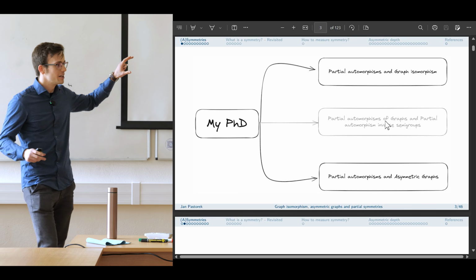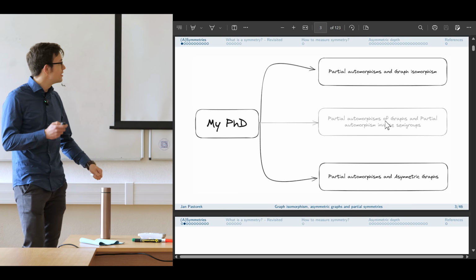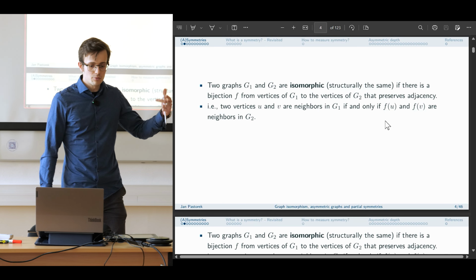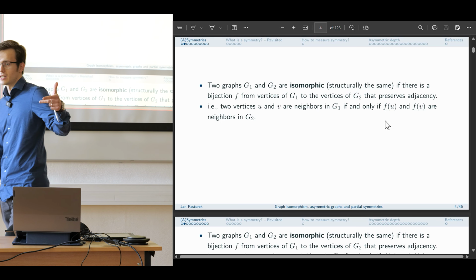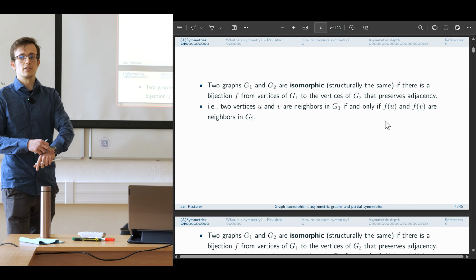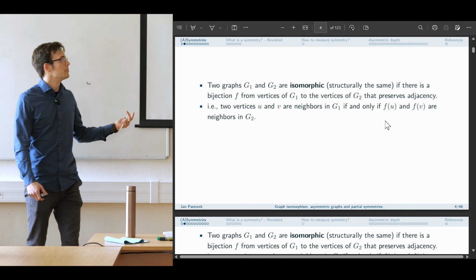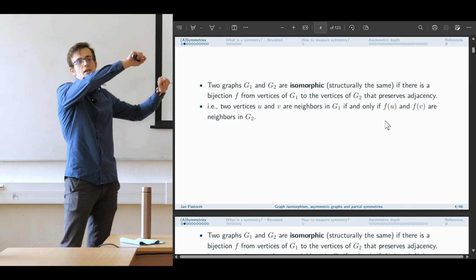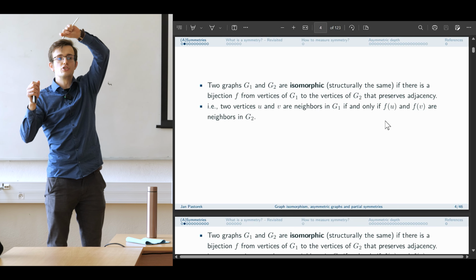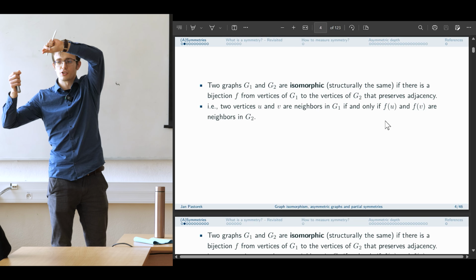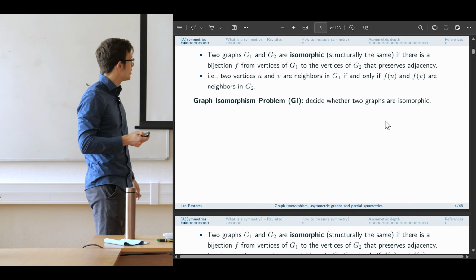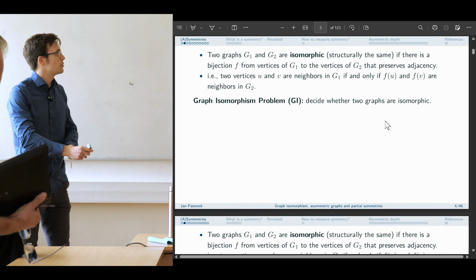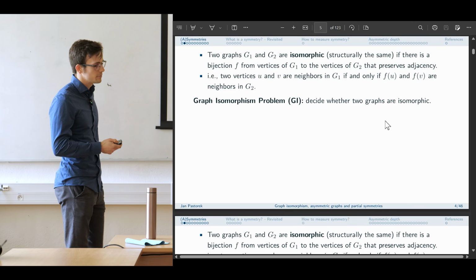Okay, so this is just what I'm going to talk about in this talk. So we define two graphs are isomorphic if there is a bijection from one graph to the second graph that will preserve adjacency of vertices. So what do I mean? It means that if there are two vertices which are adjacent in one graph, they have to be also adjacent after the bijection, right? In the image of the bijection. And then there is this graph isomorphism problem, which asks you to decide whether two graphs are isomorphic.